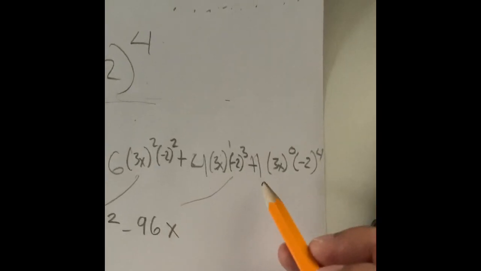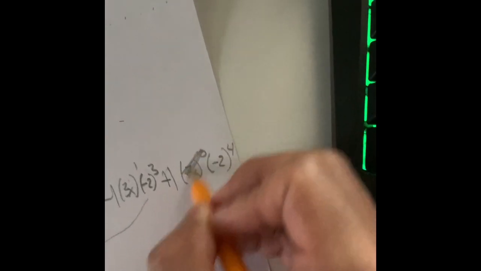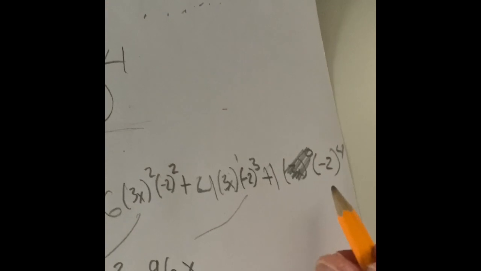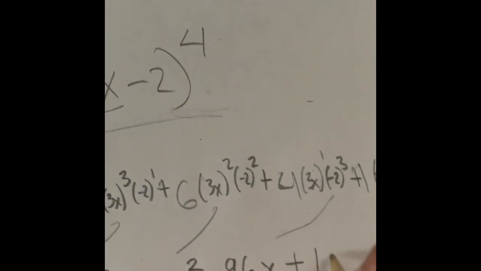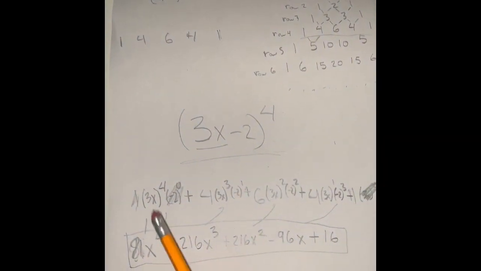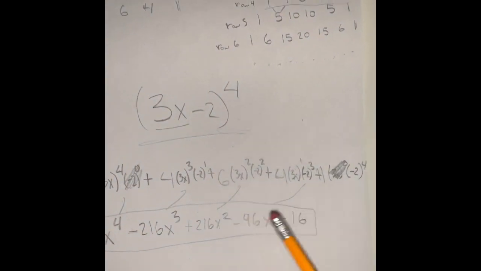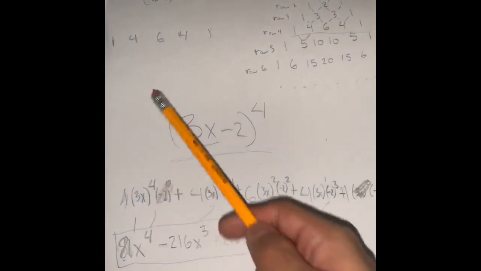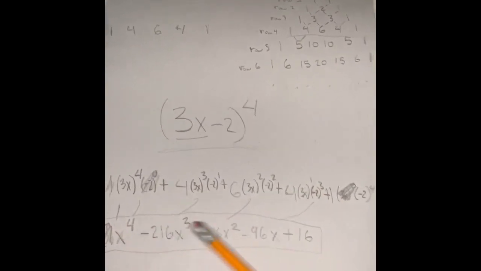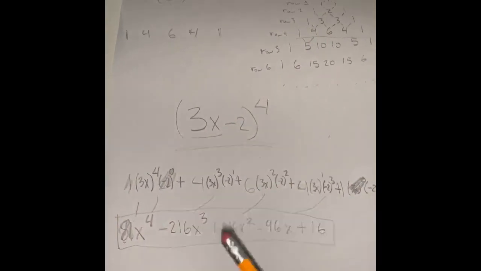So now we're going on to the last one, which is 3x to the 0. You can just cancel that, that's 1. And the leading coefficient is 1. Negative 2 to the fourth is just 16. So add plus 16. So here's our answer. 81x to the fourth minus 216x to the third plus 216x squared minus 96x plus 16. And that's using the binomial theorem to expand a binomial into the bigger version of it, the full polynomial, using Pascal's triangle. And yeah, let's move on to another example.